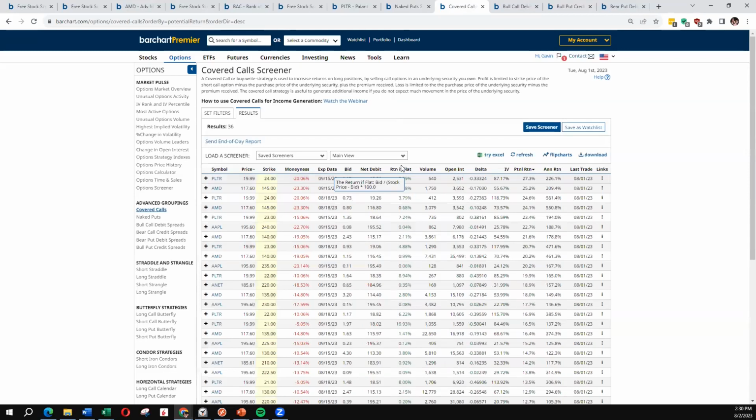We can pop those in. And if we want to go close to the money, focus more on income, we can do that. We can get a nice high return from the option premium.